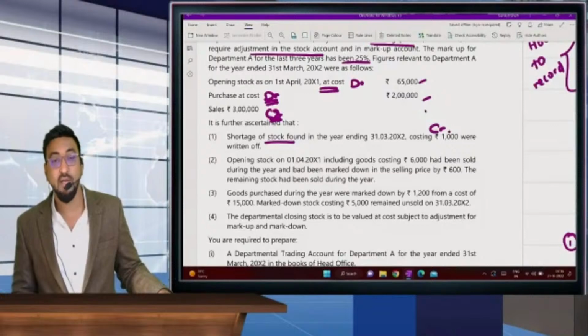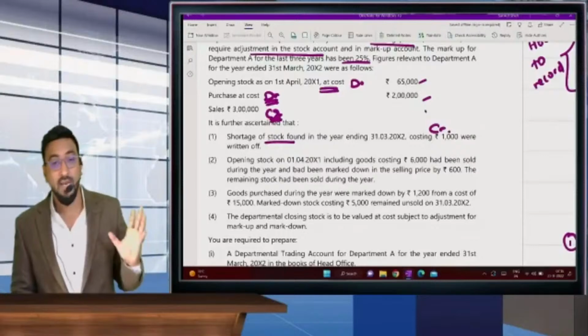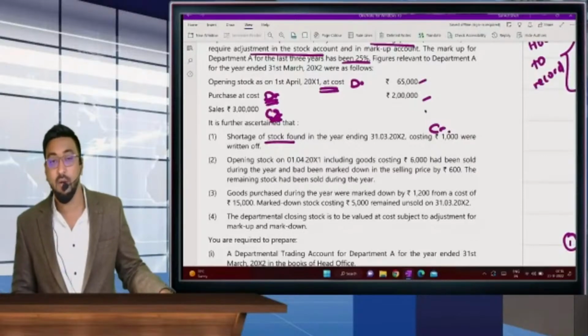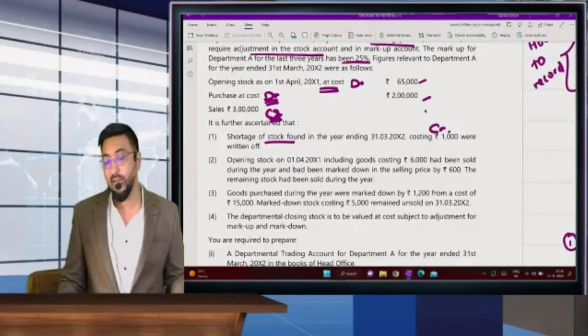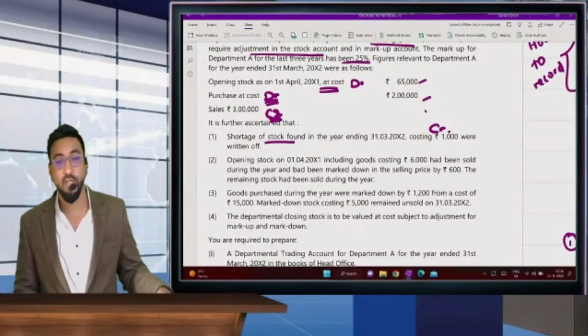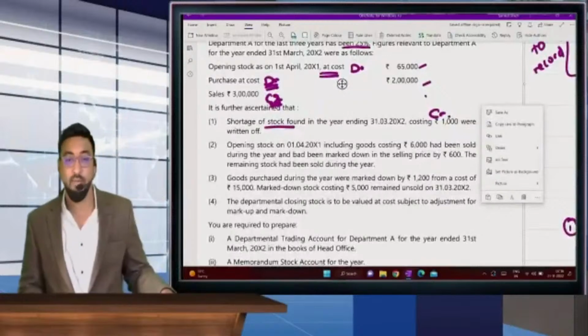And in case of sales, trading account credit side and cash or debtors account will be debited. So that is the basic difference: for sales you will get some money in return, but for shortage you won't get any money, so you will debit P&L account for this. Okay, trading account credit and P&L account debit. Remember, for shortages your net profit won't be affected, but your gross profit will be affected. Okay, so your gross profit is affected due to shortage, but your net profit will have zero impact.